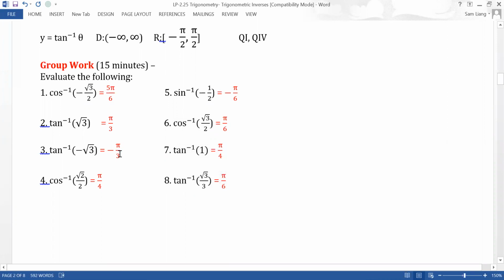All right, and you can always use your calculator to answer these. And also as a check, you can just reverse it. So like cosine of 5 pi over 6, cosine of 150 degrees, is equal to negative root 3 over 2. So you just do the reverse operation.